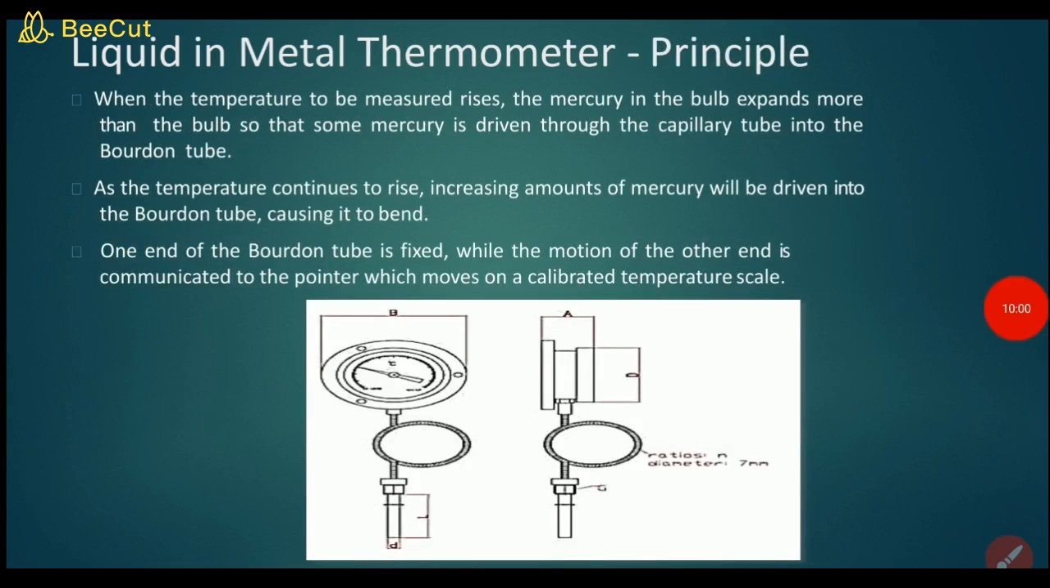So the principle, what we discuss in this circuitry, is that when the temperature to be measured rises, the mercury in the bulb expands more than the bulb, so that mercury is driven through the capillary tube into the Bourdon tube. As the temperature continues to rise, increasing amounts of mercury will be driven into the Bourdon tube, causing it to bend. One end of the Bourdon tube is fixed, while the motion of the other end is communicated to the pointer, which moves on a calibrated temperature scale. So this is all about the principle of the liquid in metal thermometer.